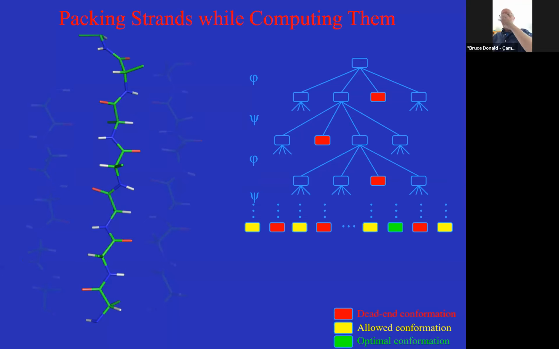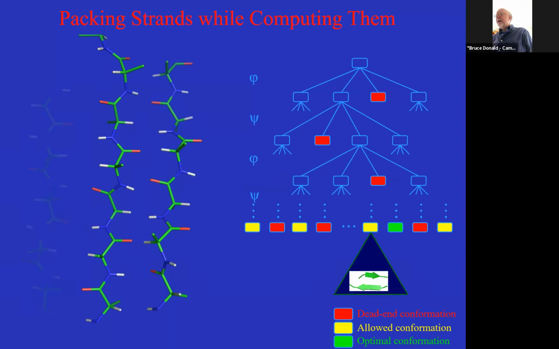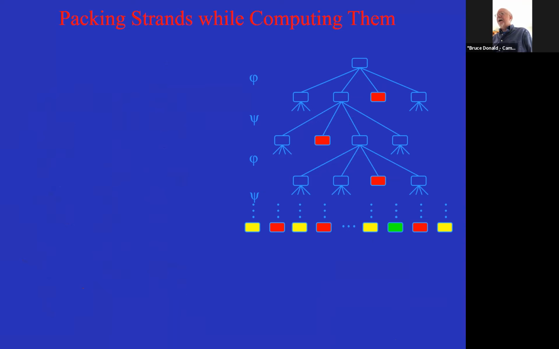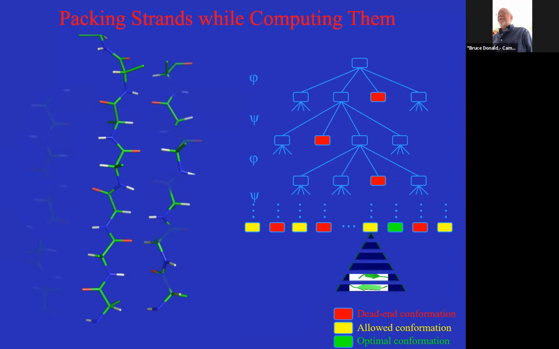So compute this strand in the same way, but then as you start packing other things around it, you take an approach where you're simultaneously satisfying the RDC data and the Ramachandran and the sterics, but you're also satisfying how it can build out to the other strand and satisfy the NOEs. So basically, you're packing the strands while you compute them.